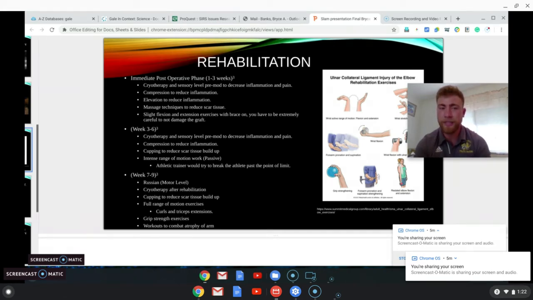During weeks 3 to 6, cryotherapy and sensory level pre-mod were still used to help decrease inflammation and pain. Compression was also still used along with the rest of PRICE. Some cupping methods were implemented to help reduce scar tissue buildup, and intense range of motion work was done passively. What this means is the athletic trainer is going to help guide the athlete through those motions.